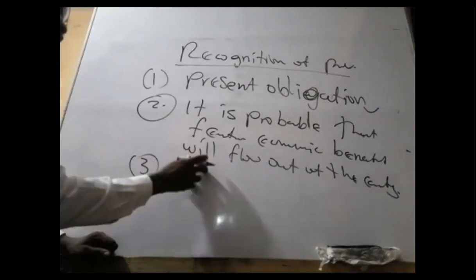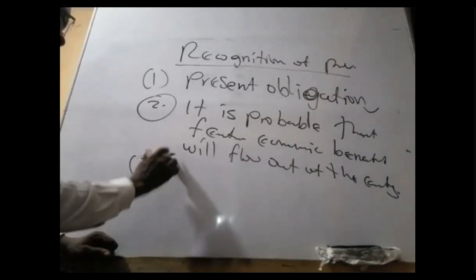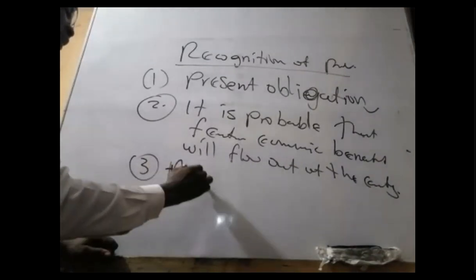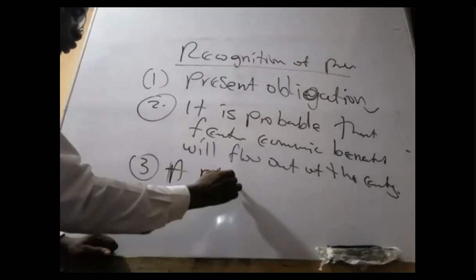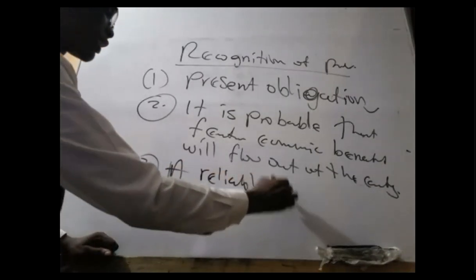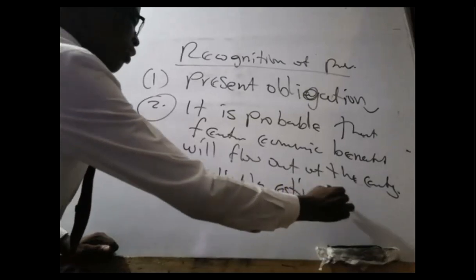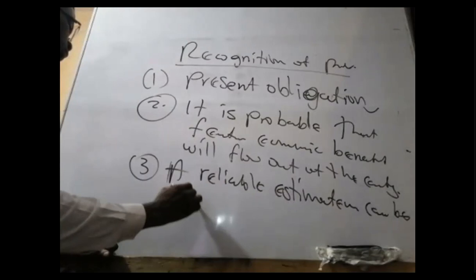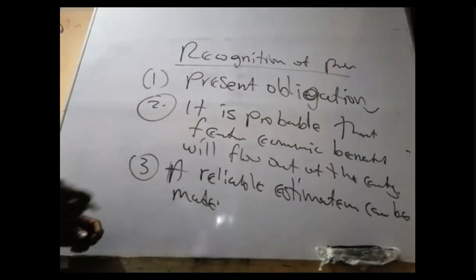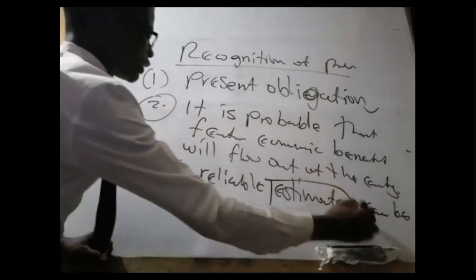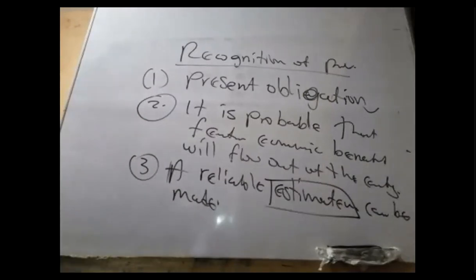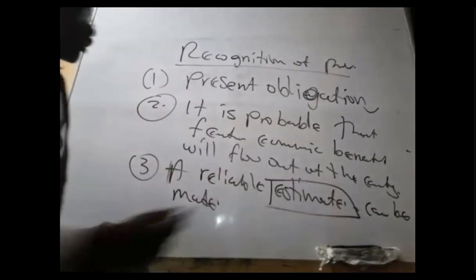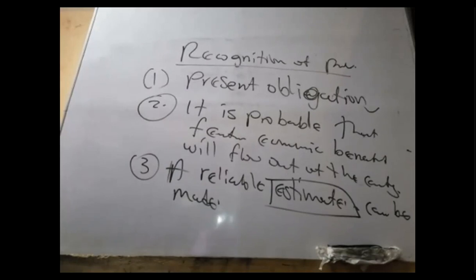Number 1, here a reliable estimate can be made. That is all. So say a reliable estimate for provision. Take notes of this. We are done with this particular question.